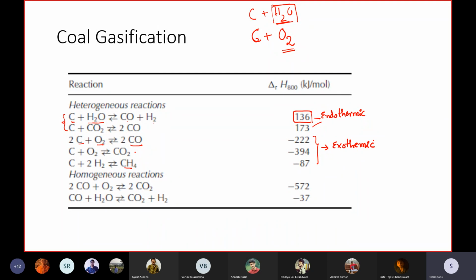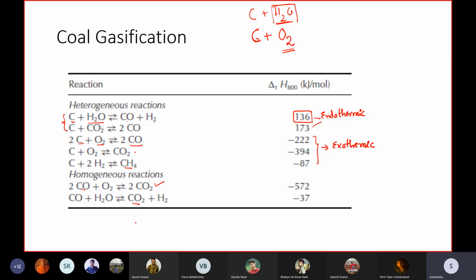Right? So we have homogeneous reactions in which the carbon monoxide can be converted further to CO2, and carbon monoxide can react with water and also produce CO2. Although we don't want these reactions to happen, still the carbon monoxide can react with water and form CO2, and carbon monoxide can react with oxygen and form CO2.